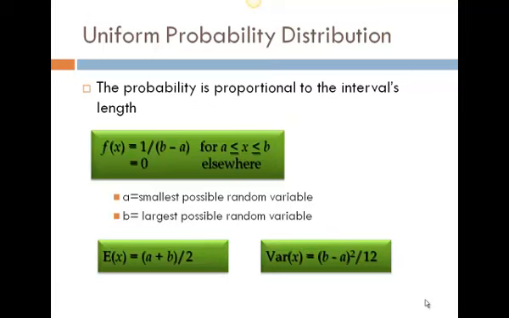So you see f of x is equal to 1 over the quantity B minus A for all values of x between A and B, but 0 otherwise. And then we have two other formulas on there. The expected value of x is equal to A plus B over 2. Why am I dividing by 2? It's always divided by 2. That's just the formula. And the variance of x is equal to the quantity B minus A squared divided by 12. Again, why divided by 12? It's always divided by 12. It's just part of the formula.